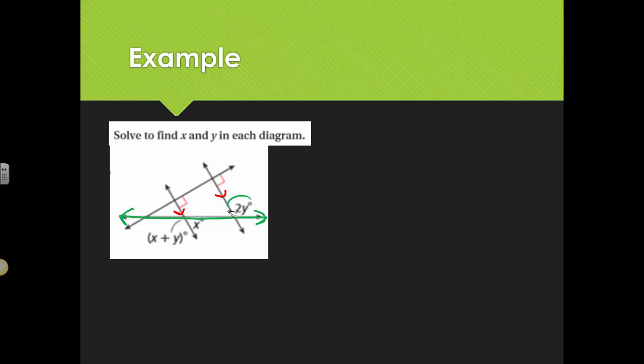So I can say this one and this one, which are alternate exterior angles, are congruent. So that means 2y is equal to x plus y. All right, so we've got that. Now we also have these two that we're looking at, and I know that they are supplementary because they form a linear pair. So x plus y plus x is equal to 180. So that gives me two equations and two unknowns, and I should be able to use those to solve for x and y.